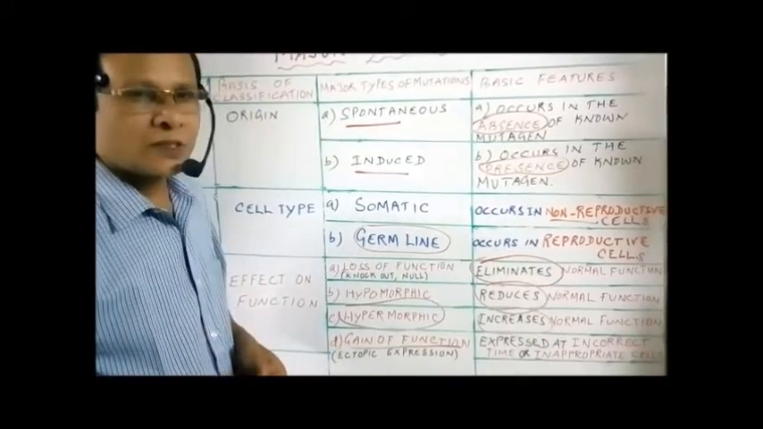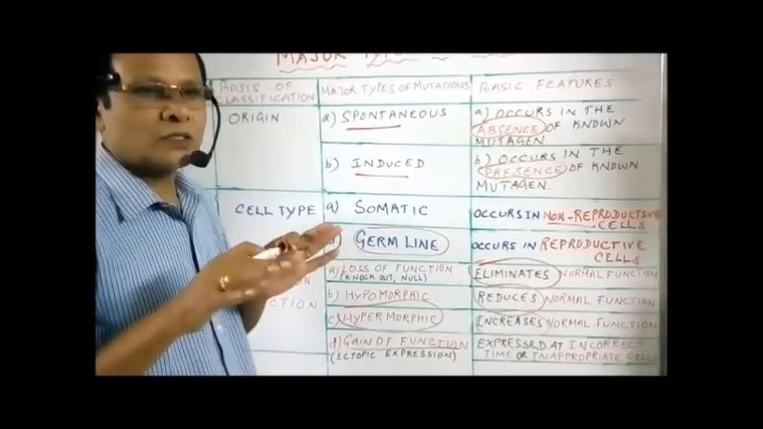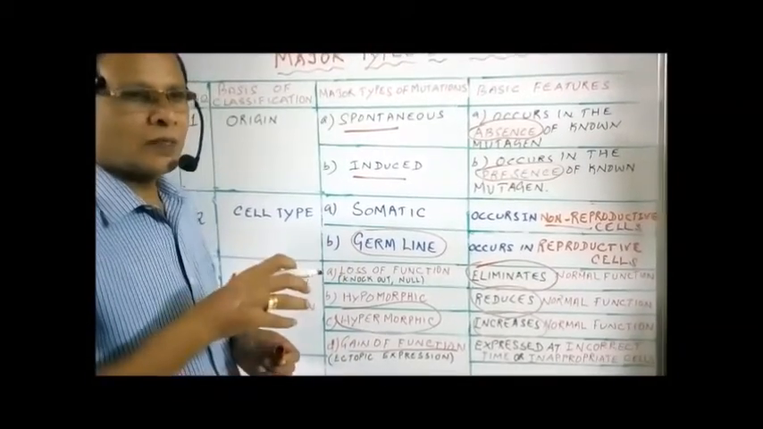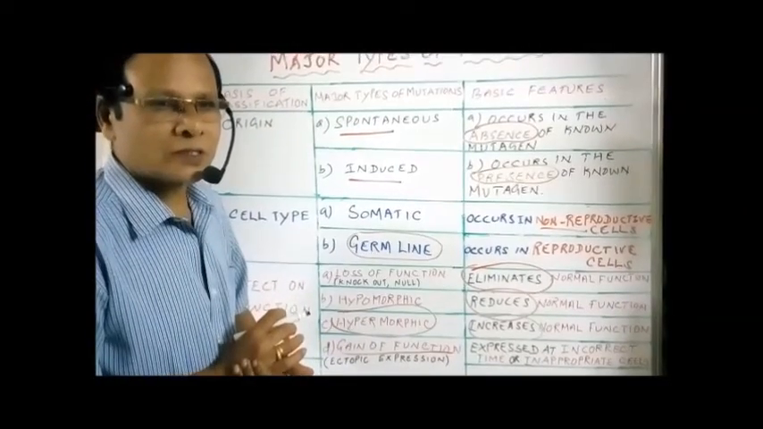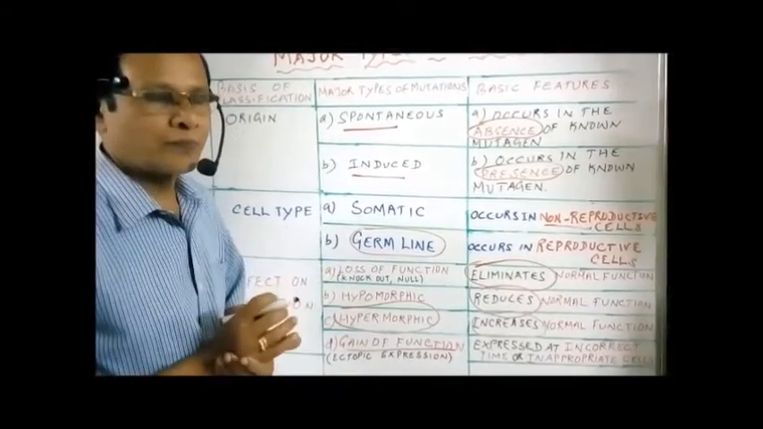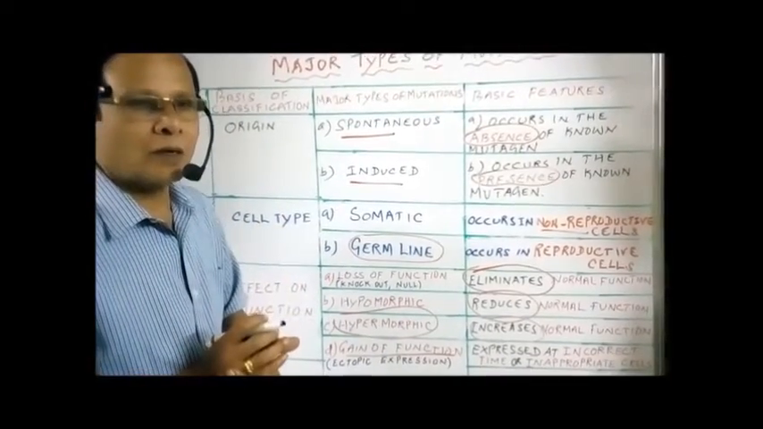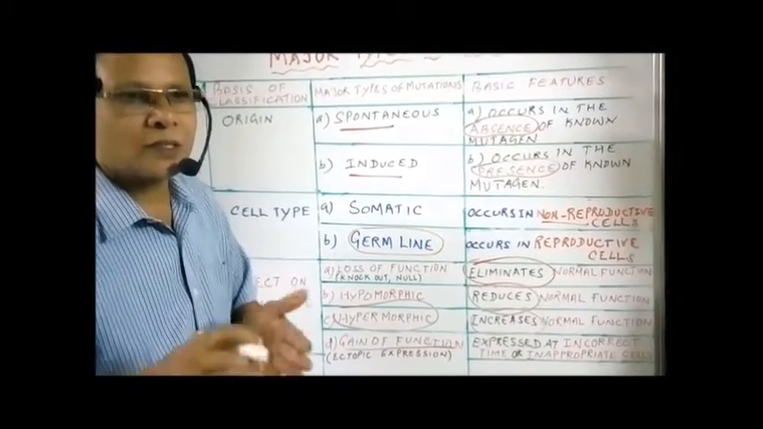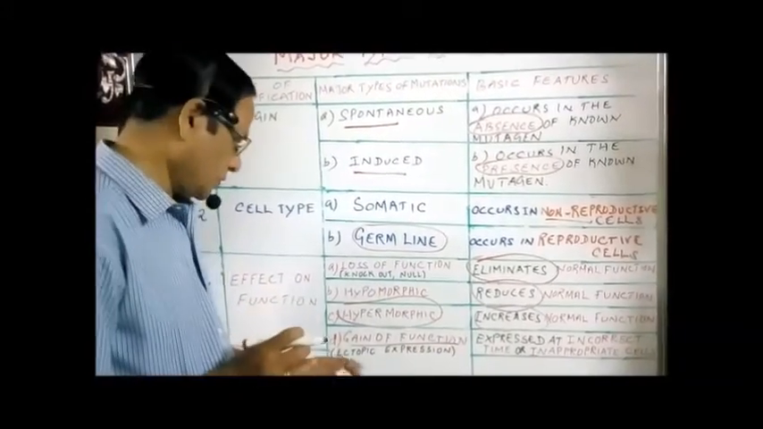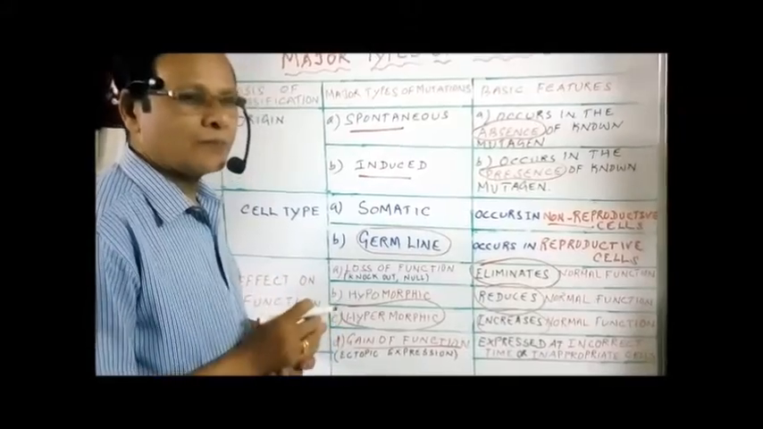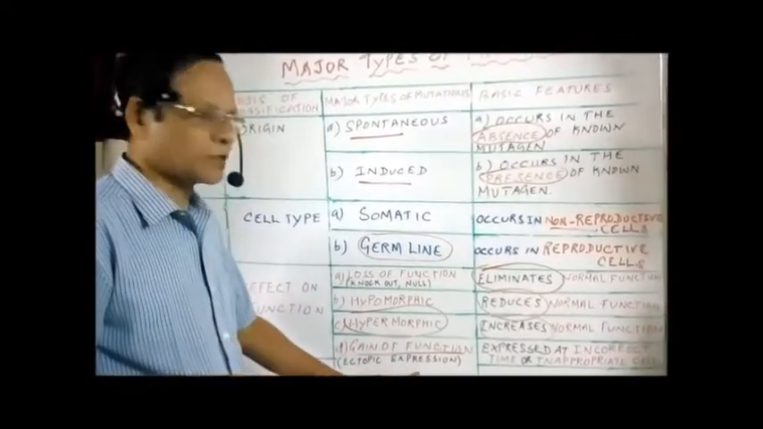A function is gained, but that function is not actually used by the organism, because such mutations are expressed not at a proper time. It is being expressed at an incorrect time or not in the appropriate cells. So those mutations which result in the gain of function are called ectopic expression.